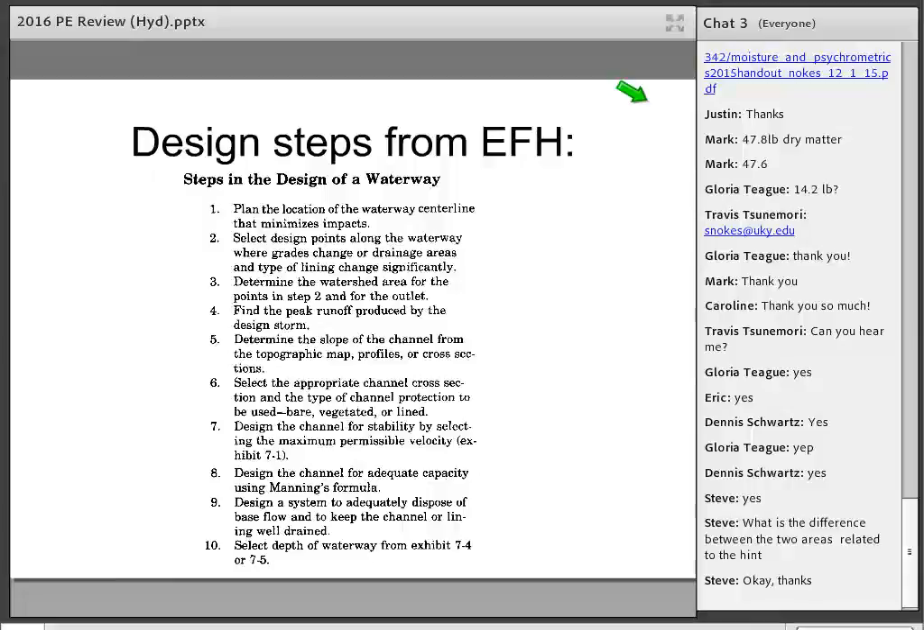But you figure out what you've got to deal with. So you've got a peak runoff that you've got to determine. So let's just go step by step. It's probably the easiest.